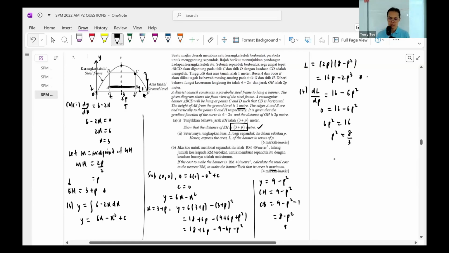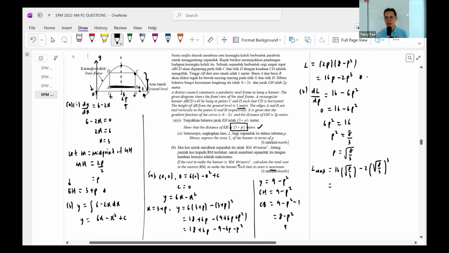Okay, the number is a bit weird because it has decimal points, right? But it's okay, we can still solve it. I think I'll just leave it in surd form. Yeah, you can use your calculator. Some people write root 2 outside, root 2 over 3 also can. I think I'll just leave it like this first. Okay, don't change to decimal first, because we need to take this and sub inside your L. You need to find what's the maximum area. Take this and sub inside: 16 root of 8 over 3 minus 2 root of 8 over 3 cubed.